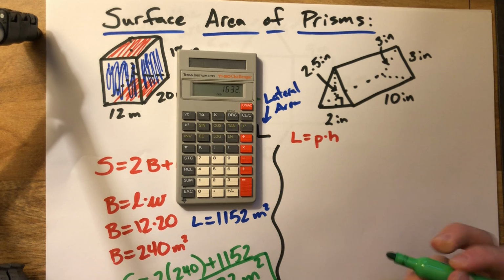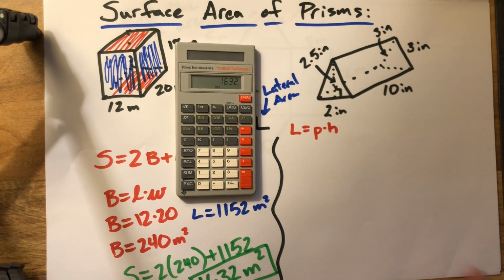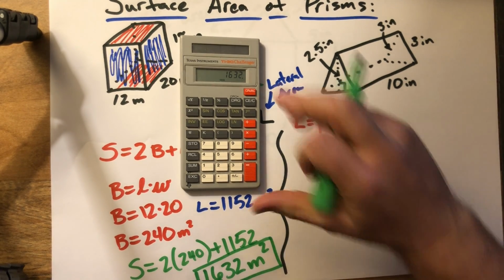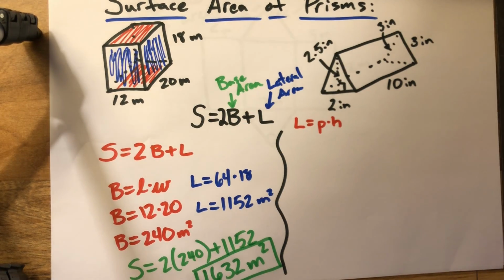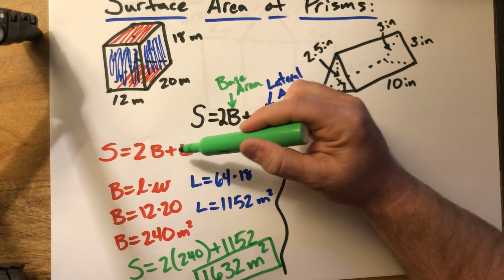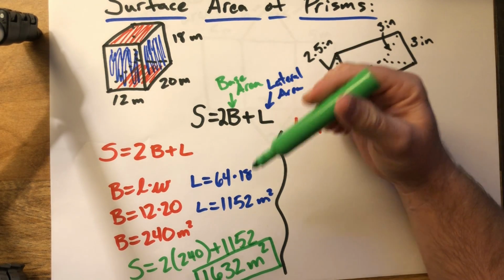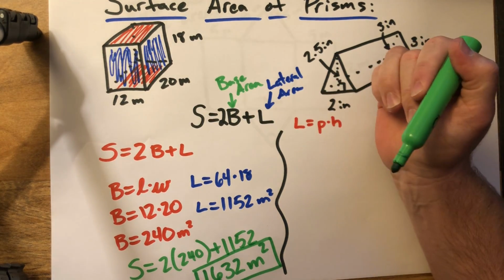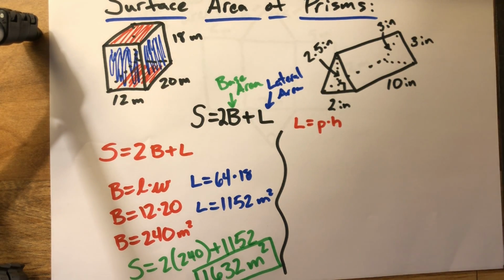We found that by saying surface area equals 2 times the base area plus the lateral area. This can be kind of confusing, so make sure you take your time, make sure you identify your measurements before you get too deep into your problem.